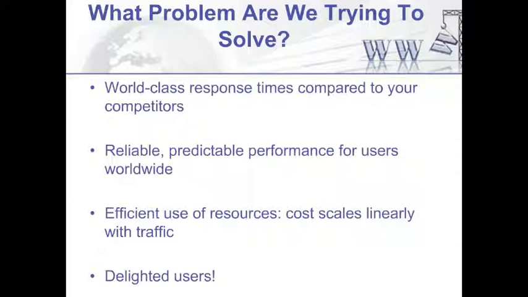Another thing that we have to take into account is that performance costs money. Of course, we can make everything go fast if only we built a data center in everyone's home. It's not going to work that way. What we need to do is find an efficient path toward making the web faster. And what that really comes down to is that this cost scales linearly with traffic. And of course, in the end, it's all about the user. This is the user narrative, and we want our users to be delighted.